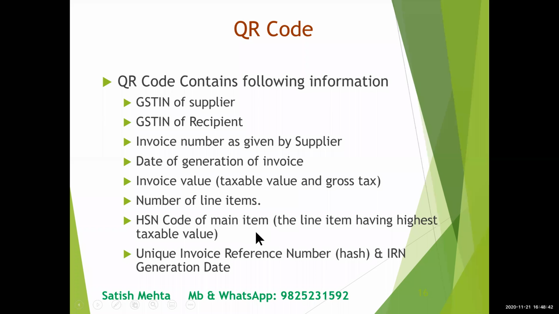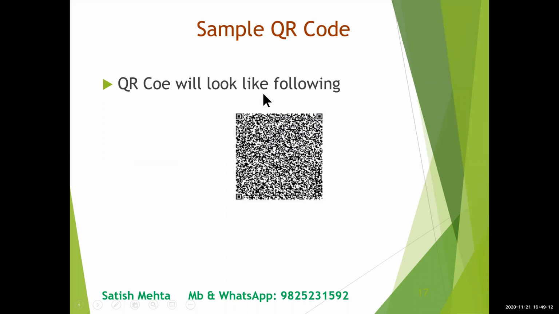Then the HSN code of the main item. If you have 5 different items with different HSN codes, the HSN code of the item where the value is highest is included in the invoice, not all the HSN codes. And lastly, the unique invoice reference number, or the IRN code, which I explained earlier, which the government has generated, is also included in this QR code. This QR code looks like this. Anybody can scan this QR code, and the government has even given a tool to scan the QR code and find out whether it is a valid invoice or not.